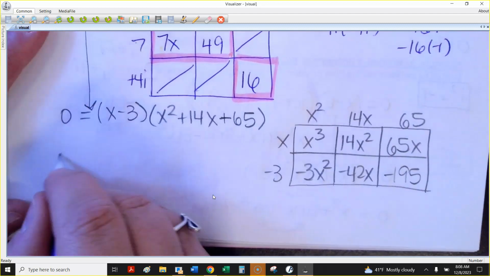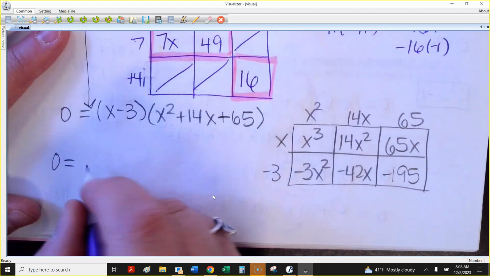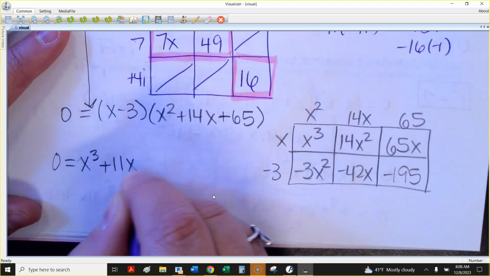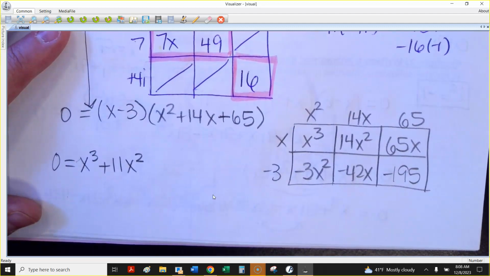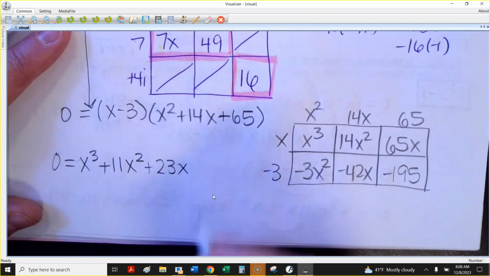All right, so the polynomial in standard form with the zeros we had to start the question is x cubed plus 11x squared, and then plus 23x, and then minus 195.